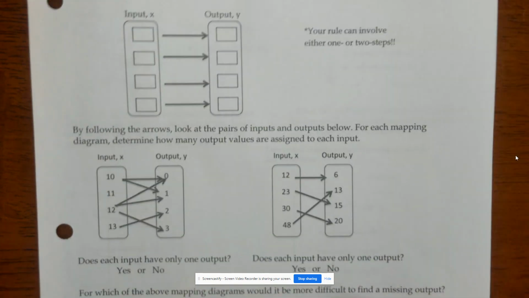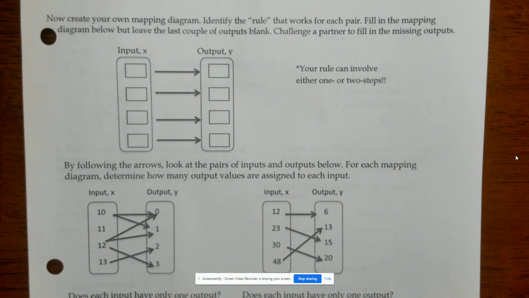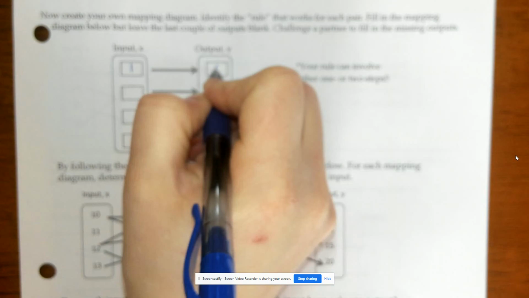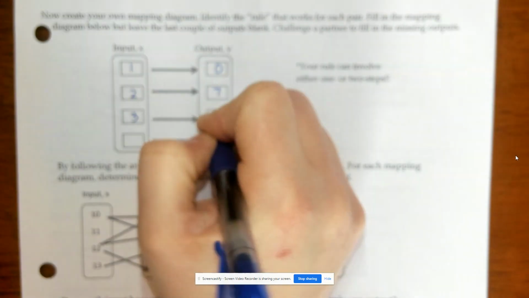Now create your own mapping diagram. Identify the rule that works for each pair, fill in the mapping diagram below, but leave the last couple of outputs blank. Challenge a partner to fill in the missing outputs. So I could just come up with one, for example, 1, 0, 2, 7, 3, 14, and then ask you to find the fourth one.